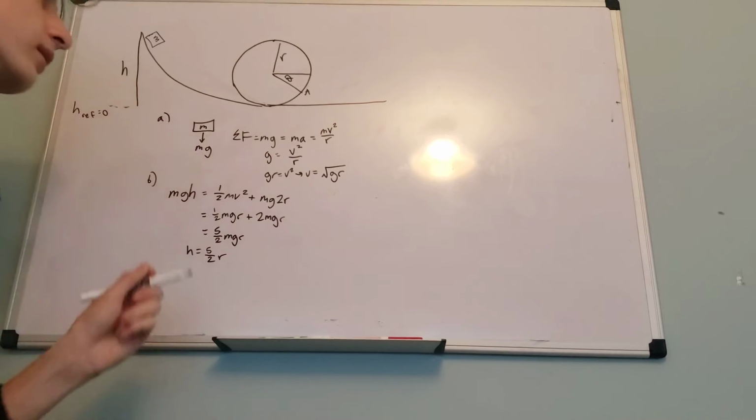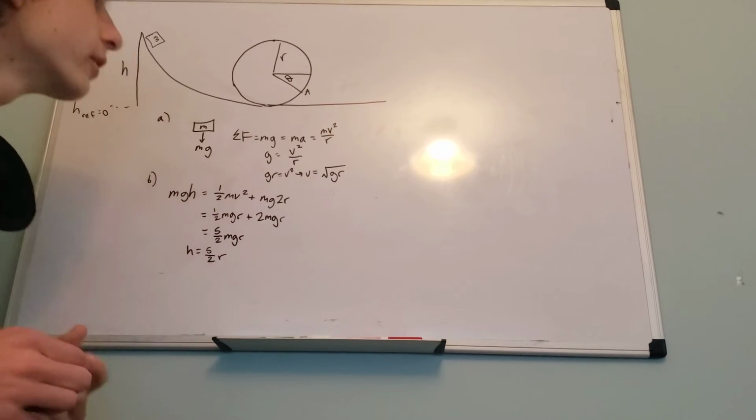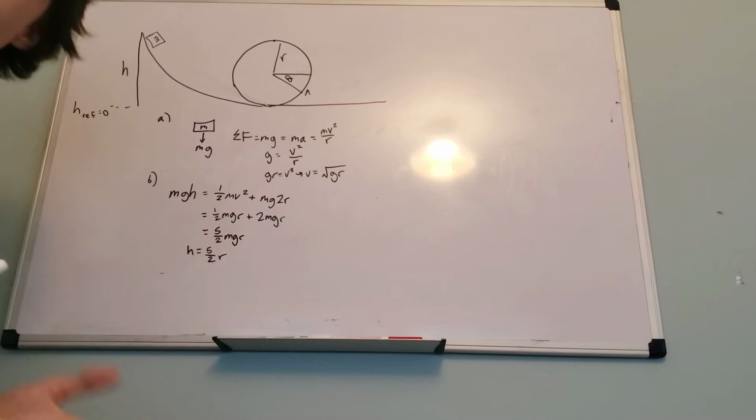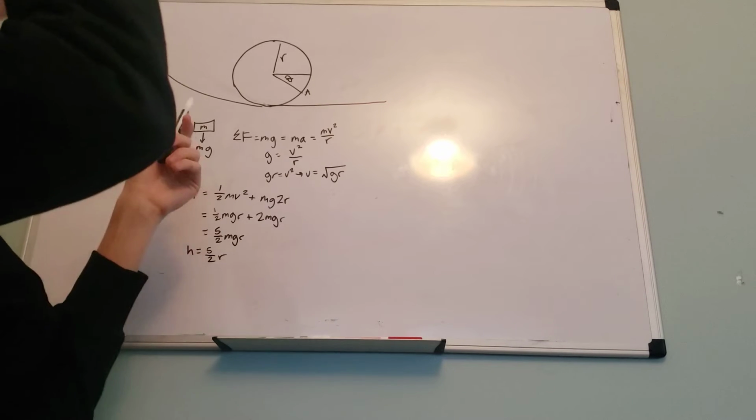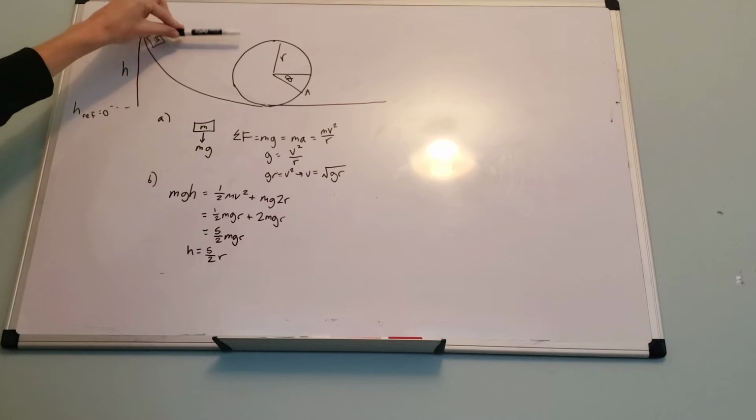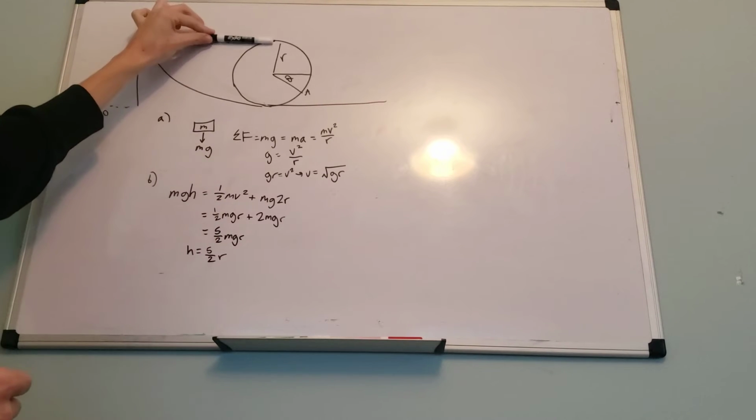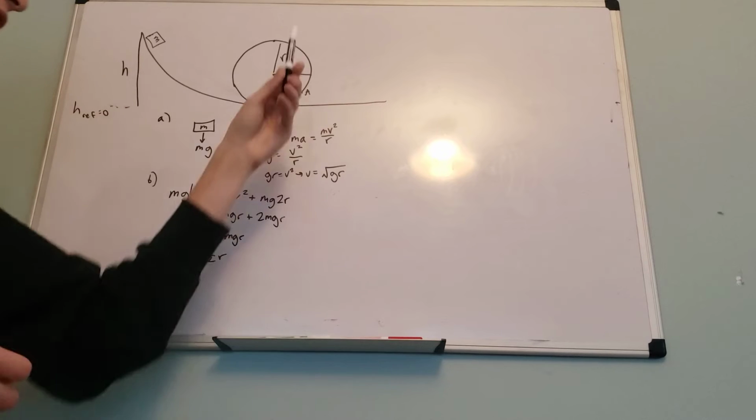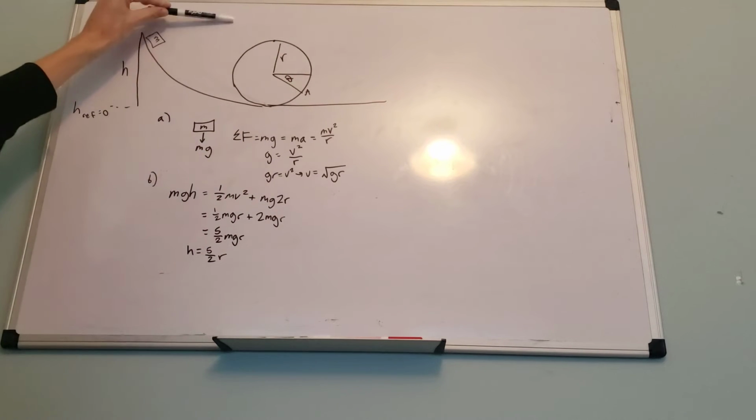In other words, given a certain radius of that circle, you can find how high you want to start based on 5/2 r. So that's a little bit above the top of the circle. It's not what you might think, that it would be exactly the top of the circle, but we don't want our velocity here to be 0. So we have to start a little bit above, at 5/2 r.